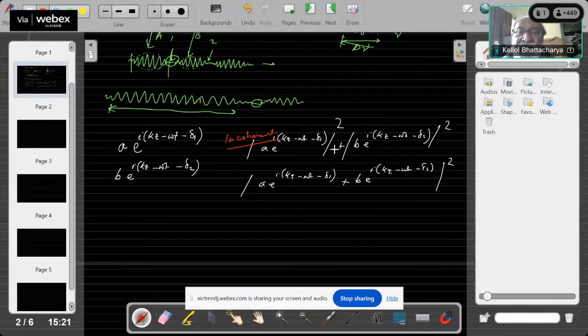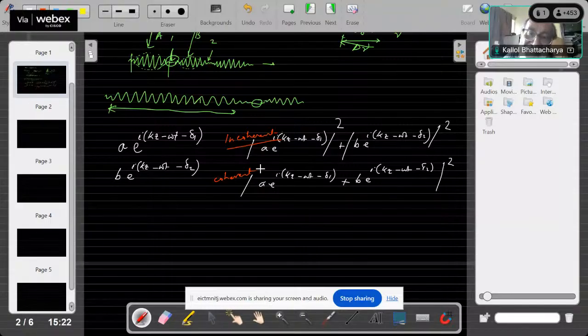If they have a phase correlation, which means that if delta 1 minus delta 2 is constant for all time to come, then we say that this is coherent. And in the case of coherent light, in interference, we add up the amplitudes and then take the square modulus, because that carries some meaning. Why? Because the addition of amplitudes means addition of phases also.